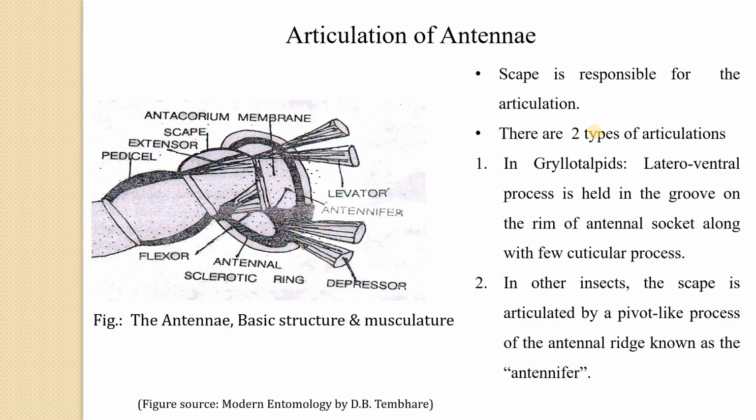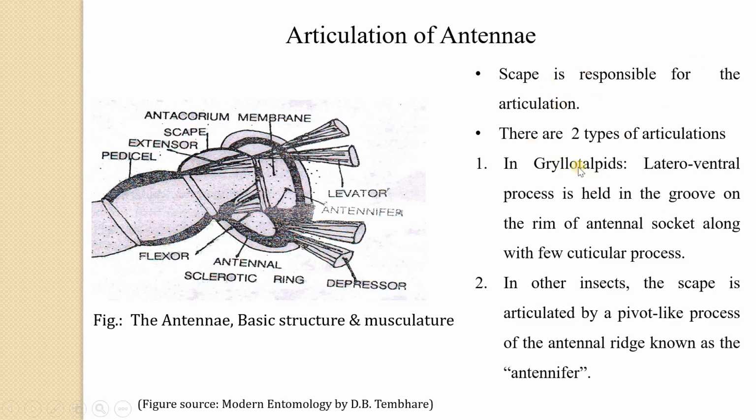The one type is found in the gryllotalpids. In the case of the gryllotalpid, a lateroventral process is held in a groove on the rim of the antennal socket along with a few cuticular processes, and these cuticular processes are responsible for holding the antenna. And the antennal corium may also take part in the process of articulation, in which the rest of the base of the scape is also embedded into the antennal socket, which is present in the head of the insect, and in this way the antenna gets articulated into the antennal socket.